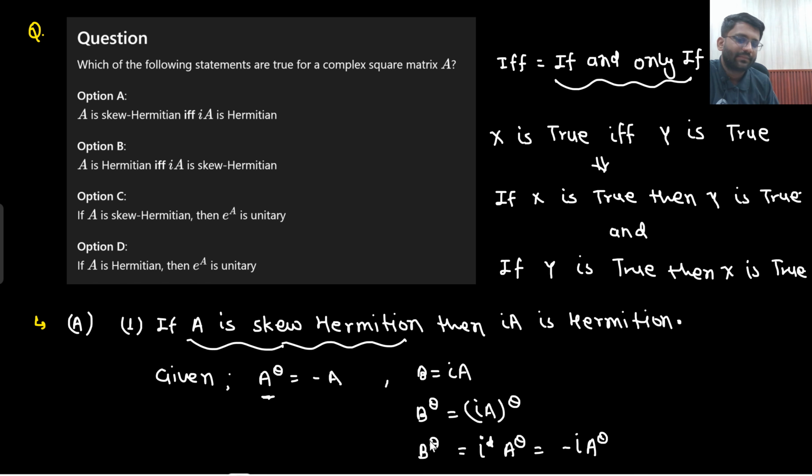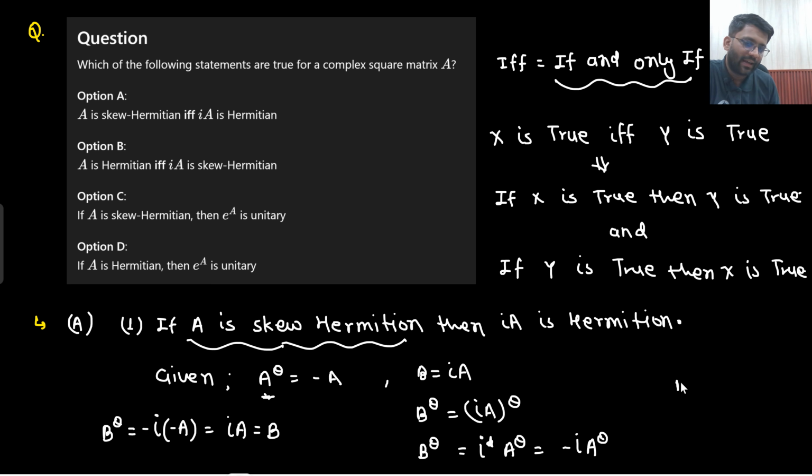Now what is A theta? A theta equals minus A, right? So what are you getting as B theta? Minus I as it is, and A theta is nothing but minus A. So what you are getting? IA. So eventually B theta is coming out to be IA, which was B only.